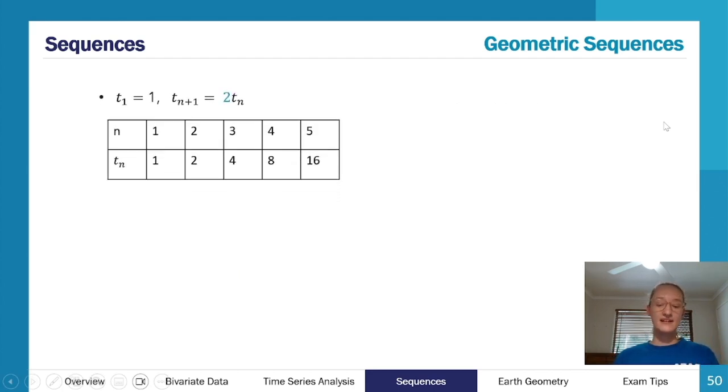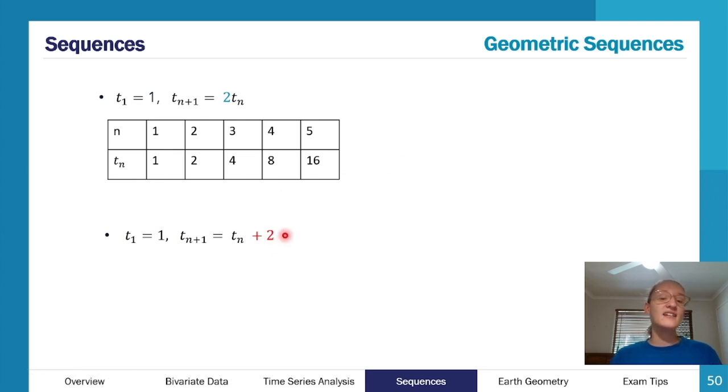So here, for example, n, we're looking at terms 1, 2, 3, 4, and 5. So here our starting point is 1, and our common ratio is 2. So we're multiplying by 2 each time. So doubling, doubling, doubling, doubling. That's what's happening here in this geometric sequence.